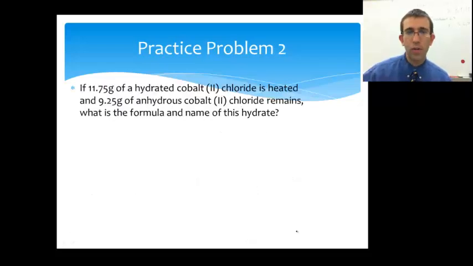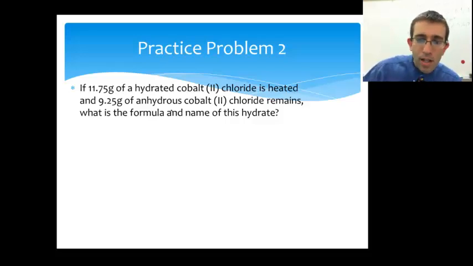All right, let's look at another one. Look at this. For this one, they don't give us percentages, they give us grams, and they tell us they have 11.75 grams of hydrated cobalt chloride. It's heated. When it's heated, 9.25 grams of anhydrous cobalt chloride remains. What is the formula and the name of the hydrate? All right. Now, this word anhydrous, once again, means that there's no water present.